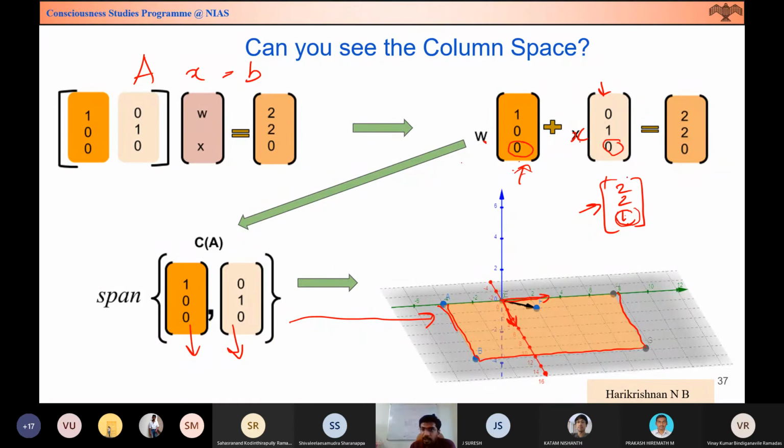And let us see the solution. Where is (2, 2, 0) lying? (2, 2, 0) is also lying in this particular space. So now we can see that Ax equal to b has a solution when b lies in the column space of A. Here you can see (2, 2, 0) lies in the column space of A, and the column space is nothing but the space spanned by (1, 0, 0) and (0, 1, 0).